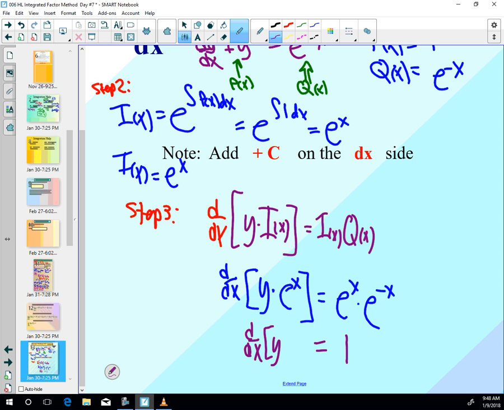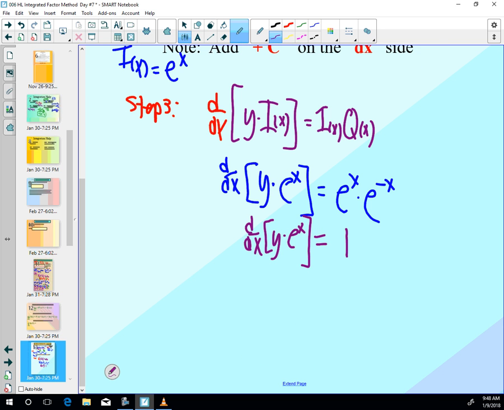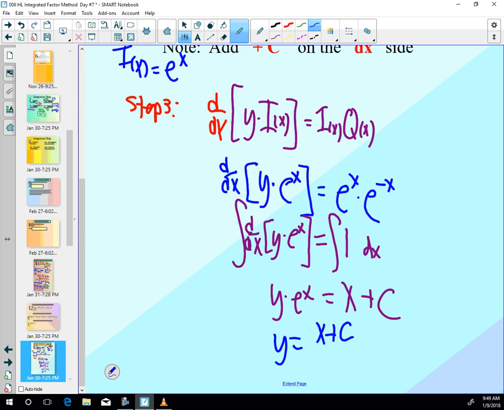Yeah, you can go e to the x over e to the x. That'll work too. Okay, now integrate both sides, and you'll get y times e to the x equal to x plus c. So then my answer is x plus c over e to the x. Did we solve, Soraya, our goal of finding what y was? Yeah. Yep. And that was it.